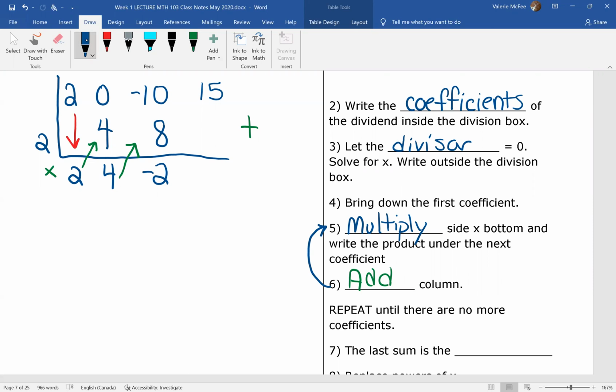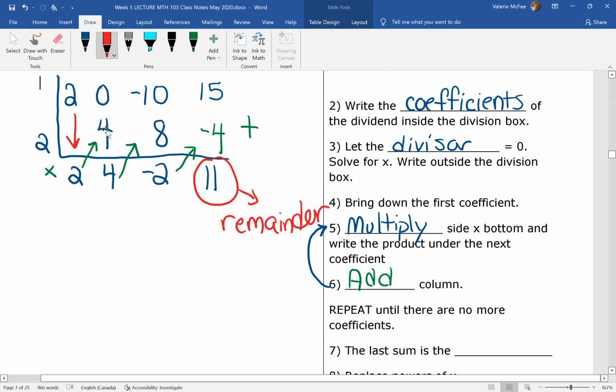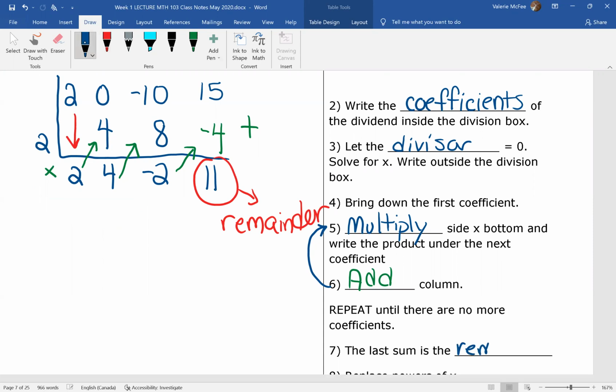We have another column, so now we're going to multiply. 2 times -2, the product goes in the next column. And now we add 15 and -4 is 11. If you think back to this question that we did 2 video lessons ago, you'll remember that we had a remainder of 11. There are no other columns, so we know we're finished. This is our remainder. The last sum is always the remainder.